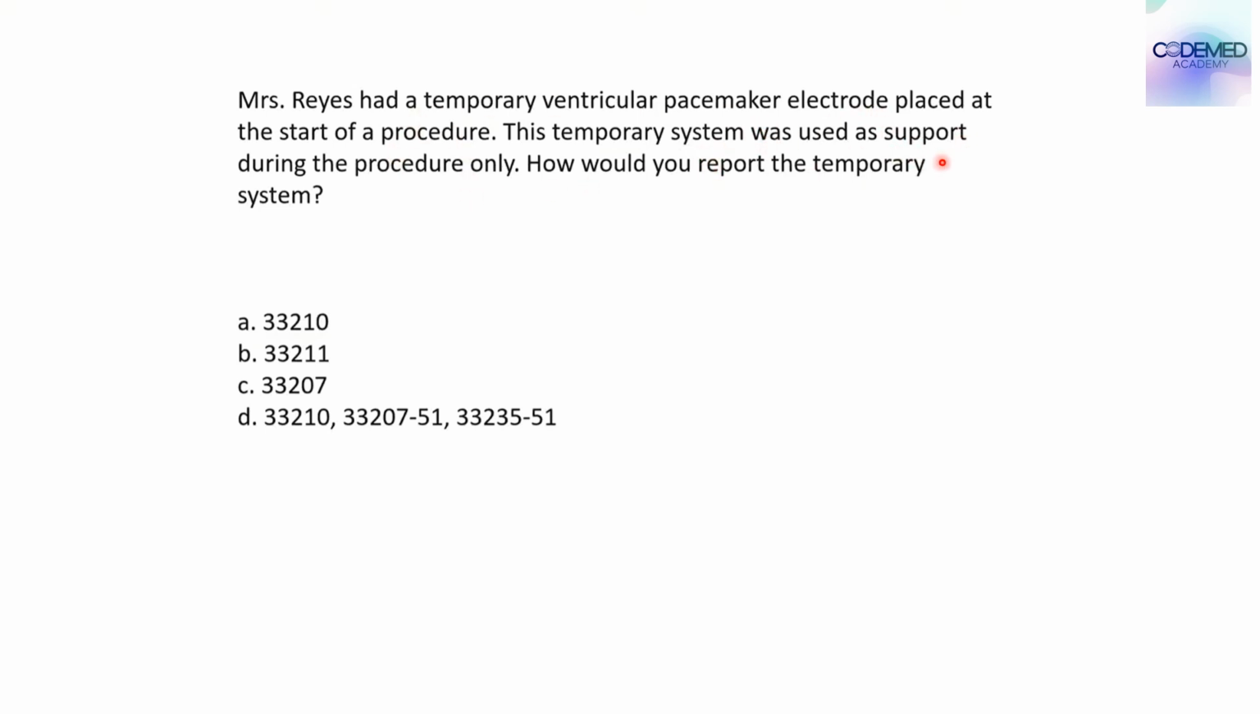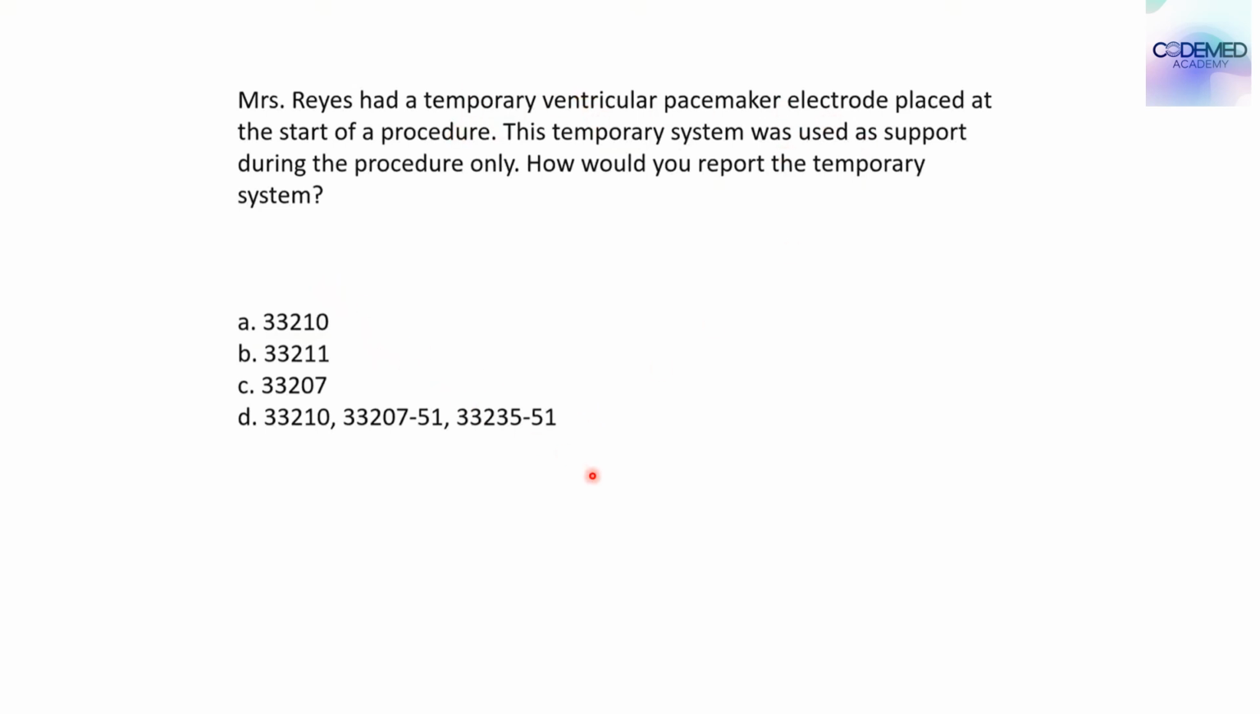Mrs. Rice had a temporary ventricular pacemaker electrode placed at the start of the procedure. This temporary system was used as support during the procedure only. How would you report a temporary system? Remember, the temporary pacemaker, we use it whenever we are doing certain surgeries on the heart, and at that time we will require this pacemaker. So here they have very clearly mentioned the type of system: pacemaker. In the pacemaker also, is it permanent or temporary? It is temporary because it is very clearly given in my patient documentation. So I am looking for a temporary ventricular pacemaker electrode.